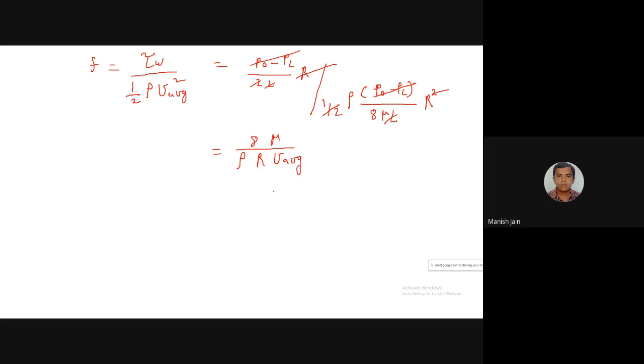Now this quantity, rho D V by mu, equals the Reynolds number. Here the radius can be written in the Reynolds number in the diameter form. So it will become 16 mu divided by rho D V average.